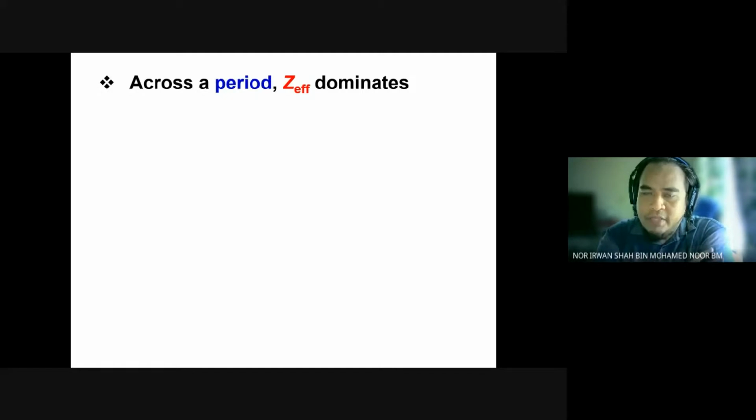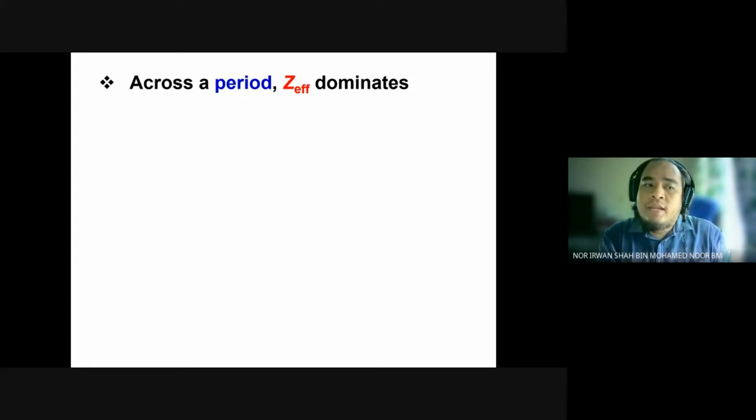Bukan principal quantum number. Okay, kenapa? Ingat bila kita move across period, the number of shells tak berubah kan? The number of shells tak berubah. Maksudnya the value of n, ataupun the value of principal quantum number, remains constant, tak berubah. For example, kita ambil contoh apa tadi?